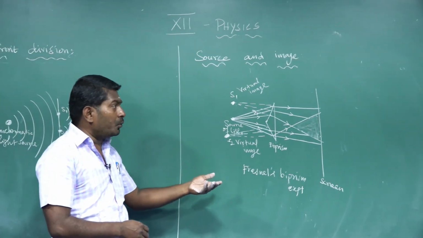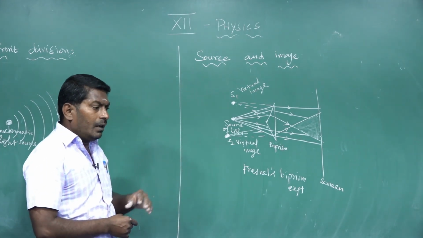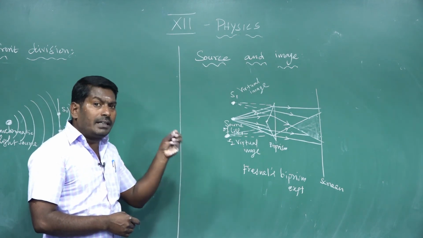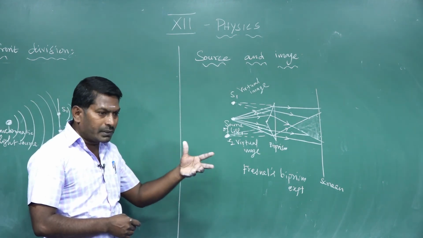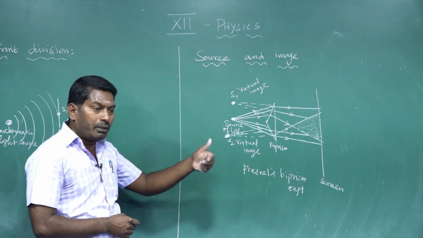In the same manner, the Lloyd mirror also produces two coherent light sources. In the Lloyd mirror, the source produces light waves forming an image. So that image wave and the source produce light waves.